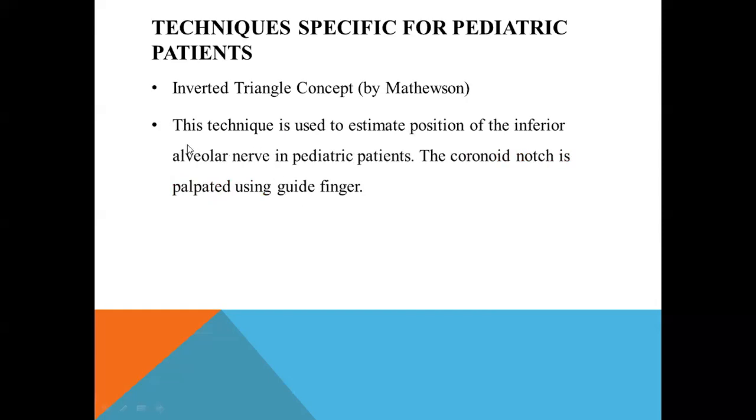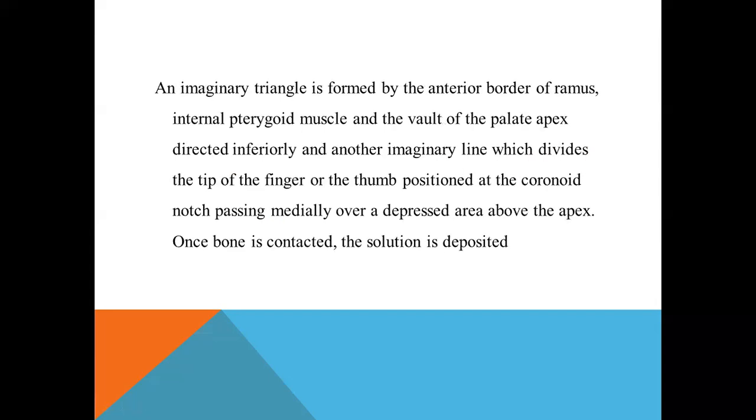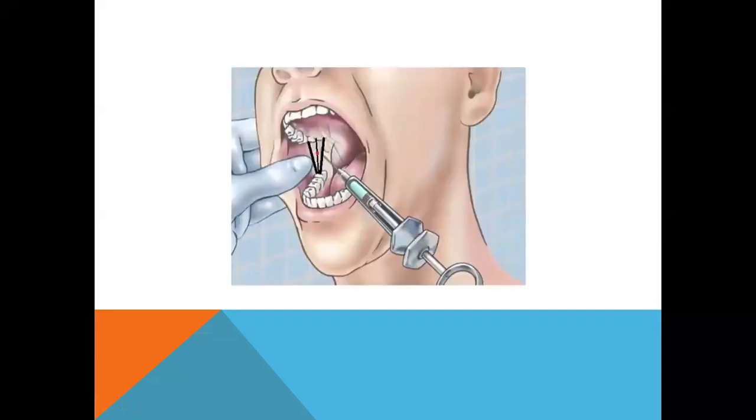Coming to the technique used for pediatric patients, which is the inverted triangle concept given by Matthews. This technique is used to estimate the position of the inferior alveolar nerve in the pediatric patient. The coronoid notch is palpated similar to any other technique. An imaginary triangle. See, this is an imaginary triangle.